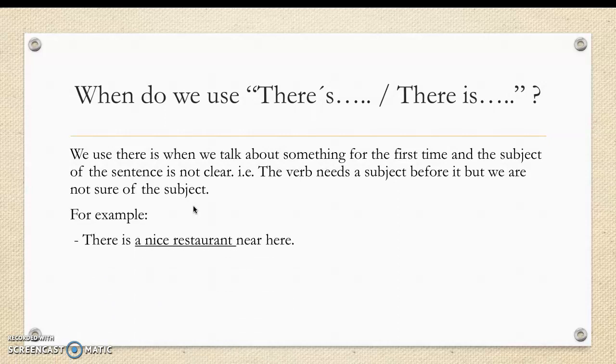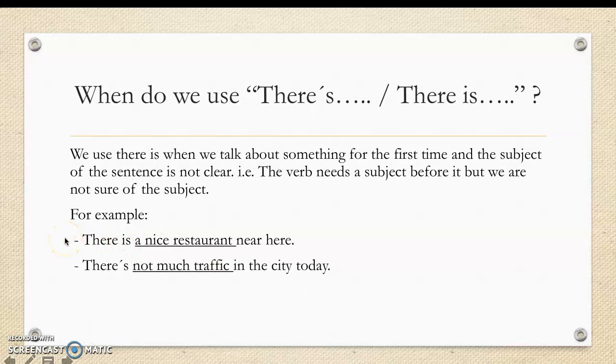For example, there is a nice restaurant near here. This is the first time we're talking about the restaurant, and we cannot just say a nice restaurant near here. We need to make a sentence. So we need a subject and a verb. So we use there is. Let's have a look at another example.